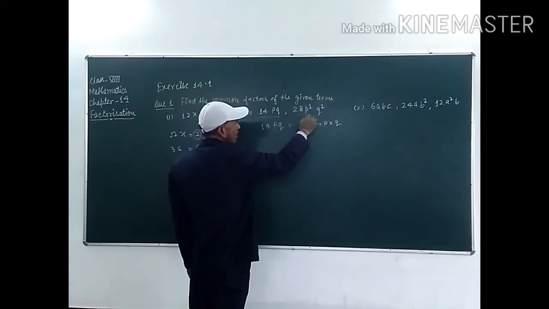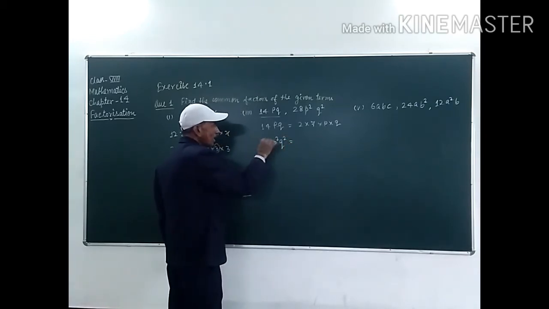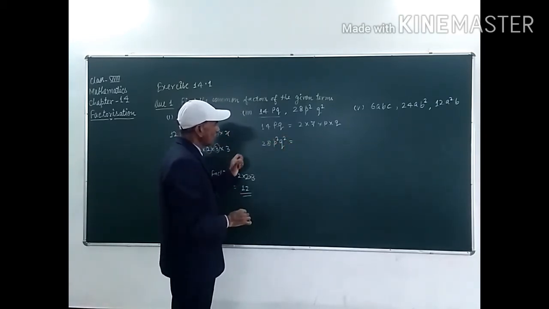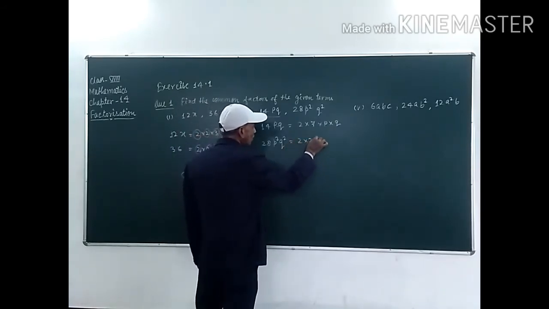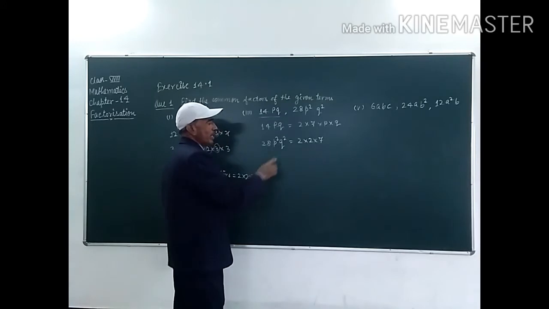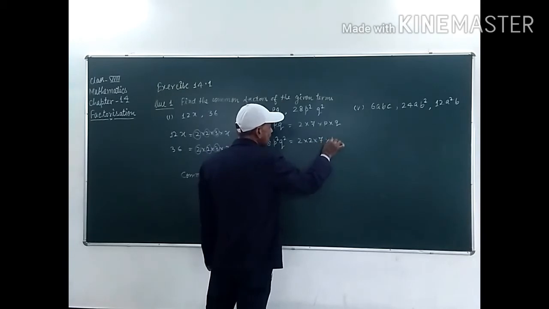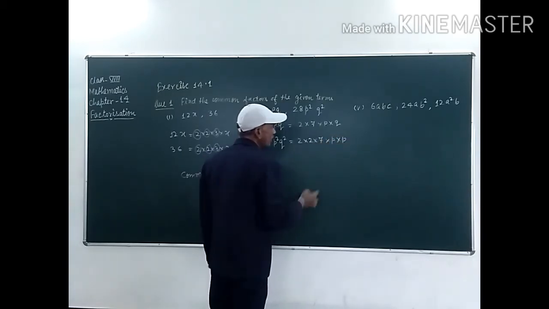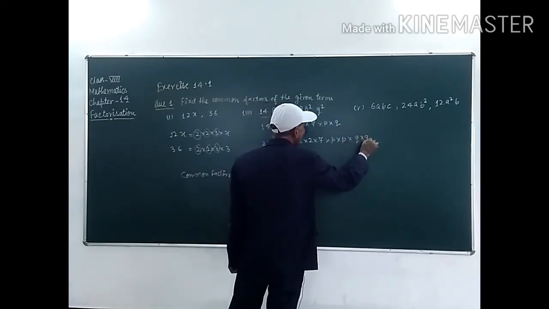Now we have to find the prime factors of the second term, second expression, that is 28p square q square. So 28, students, will be 2 into 2 into 7, 2 twos are 4, 4 sevens are 28, and these are the prime factors of 28, students. Now p square, we can express p square like this, p into p, 2 times, students, and q square, that is q into q.